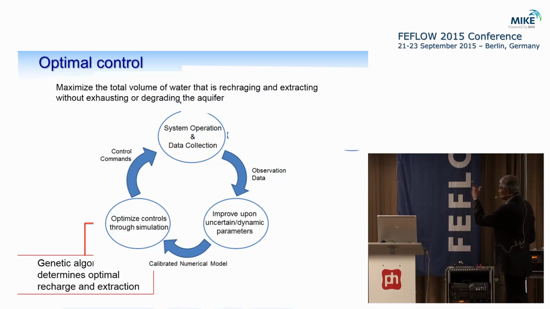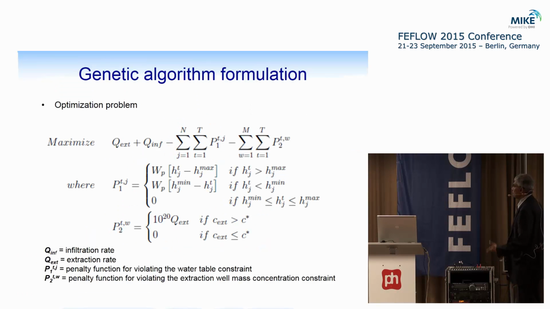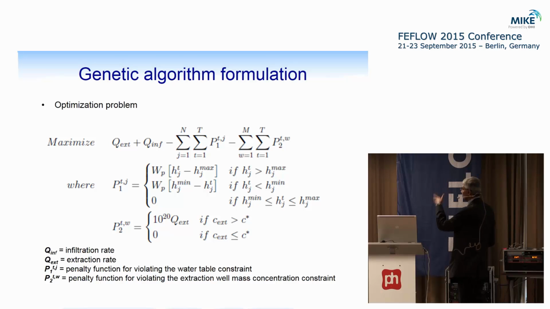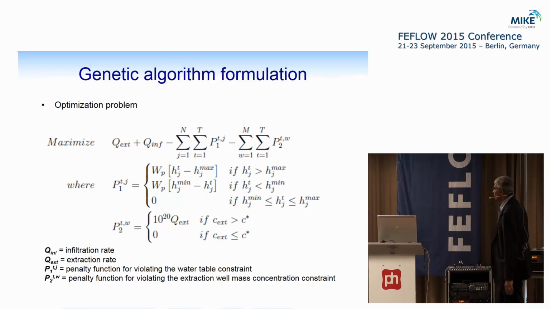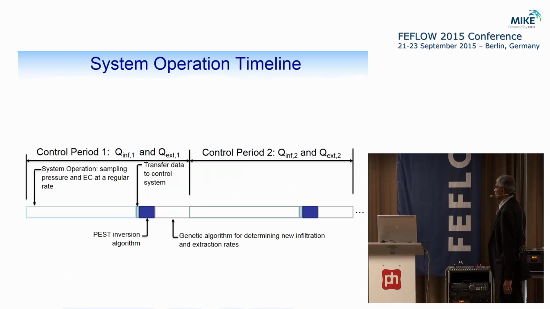So the whole process keeps going like this, except I don't show the other part of the data correction. So this is the optimization problem. You can formulate it however you want, and in this case, we are optimizing the water extraction and infiltration. The idea is to get maximum water out, maximum water in. So this is the general way it operates.